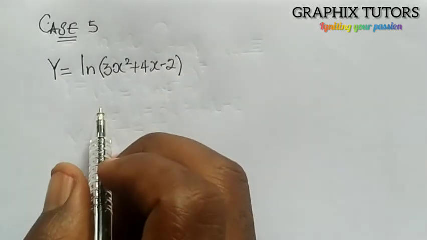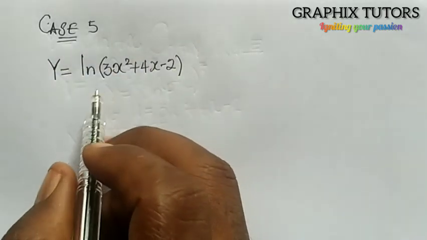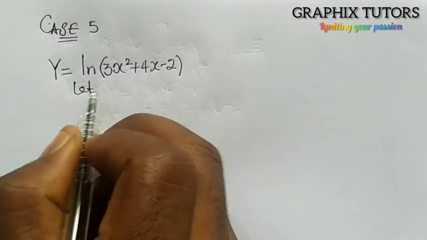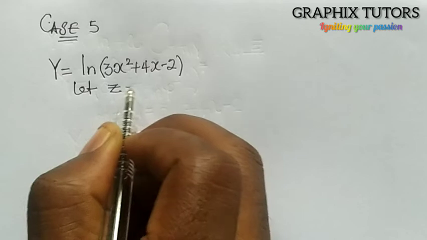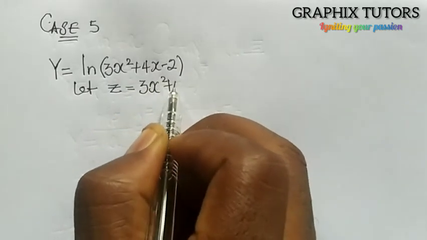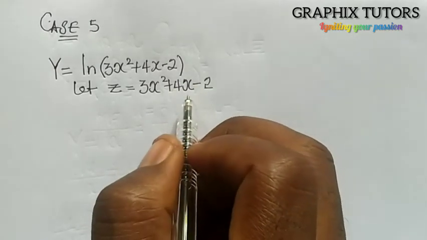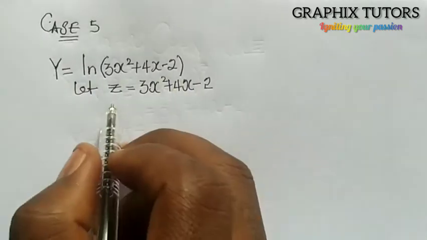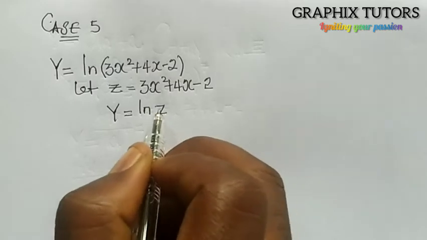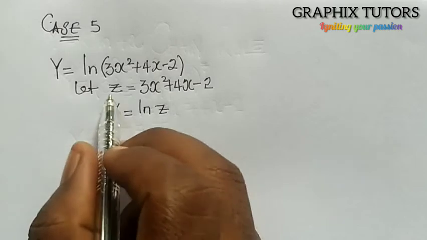So what you do is you're going to represent whatever you have inside here by any variable of your choice. So let me just use z this time. So I say let z be equal to 3x squared plus 4x minus 2. Right? So if I now rewrite this, my y will now give me ln z.